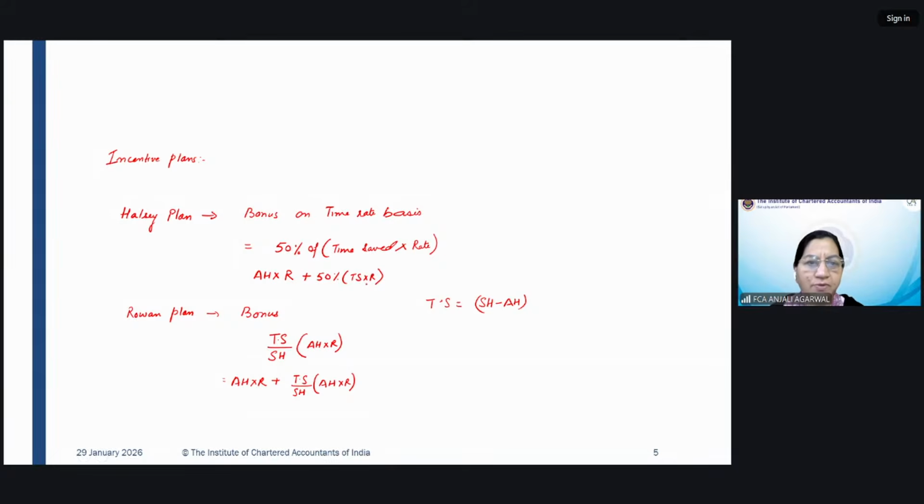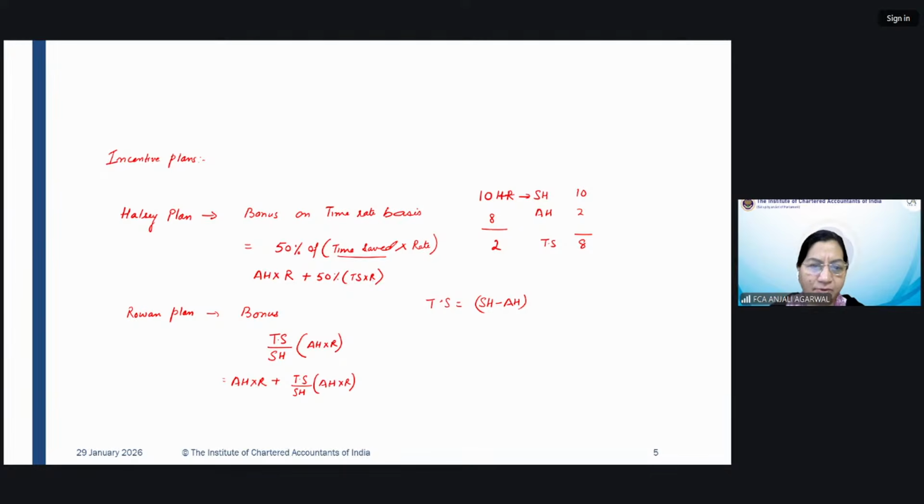So the difference between the two is Halsey plan keeps on increasing the bonus as and when the time saved keeps on increasing because it applies the bonus on time saved. So if the job is of 10 hours, as an example, standard hours are 10 and actual hours are 8, then time saved is 2 hours. So the bonus will be for 2 hours. However, if standard hours are 10 and actual hours are 2, the bonus would be substantial. It would be for 8 hours.